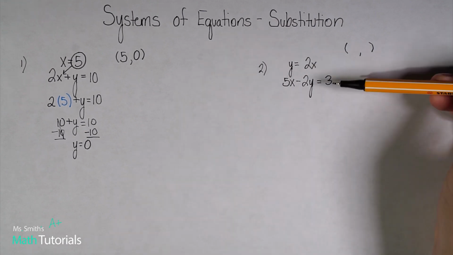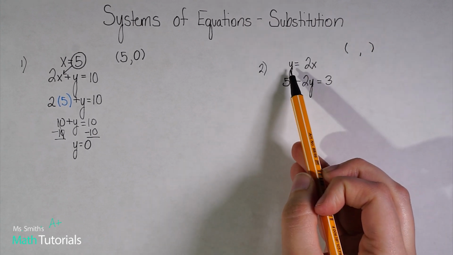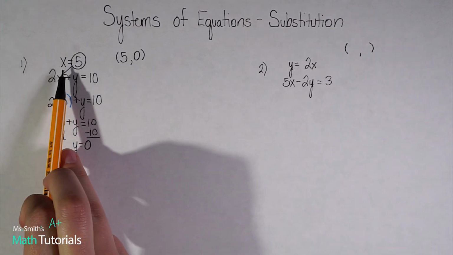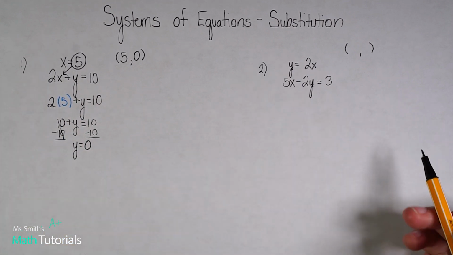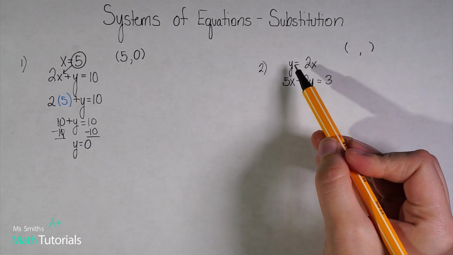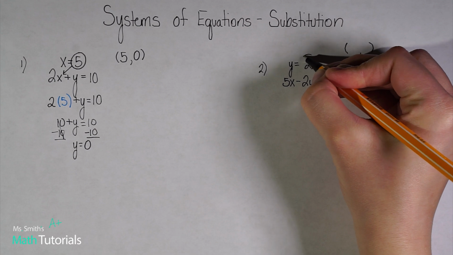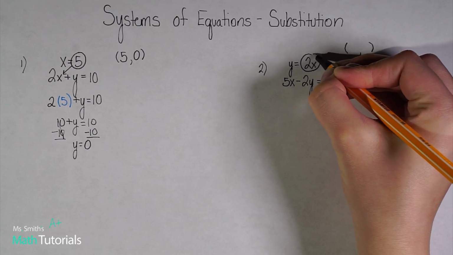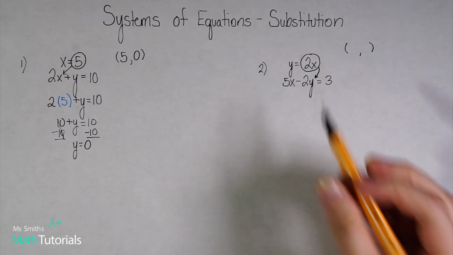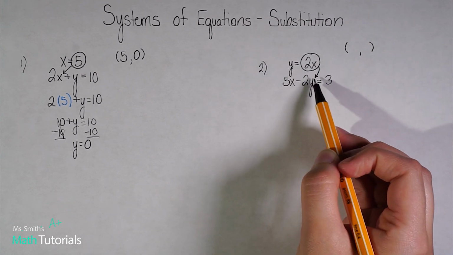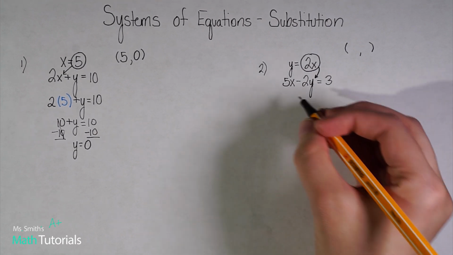So again, this would be a perfect time to use substitution because you'll notice I already have one variable alone. So in this case, I had the x alone, and in this case, I've already got the y alone. So this is a perfect substitution situation. So if I know that y equals 2x, then can't I go ahead and substitute in my 2x for y, because I know y is equal to 2x. So can I put 2x in for y? Yeah, I can. So I'm going to rewrite this bottom equation.